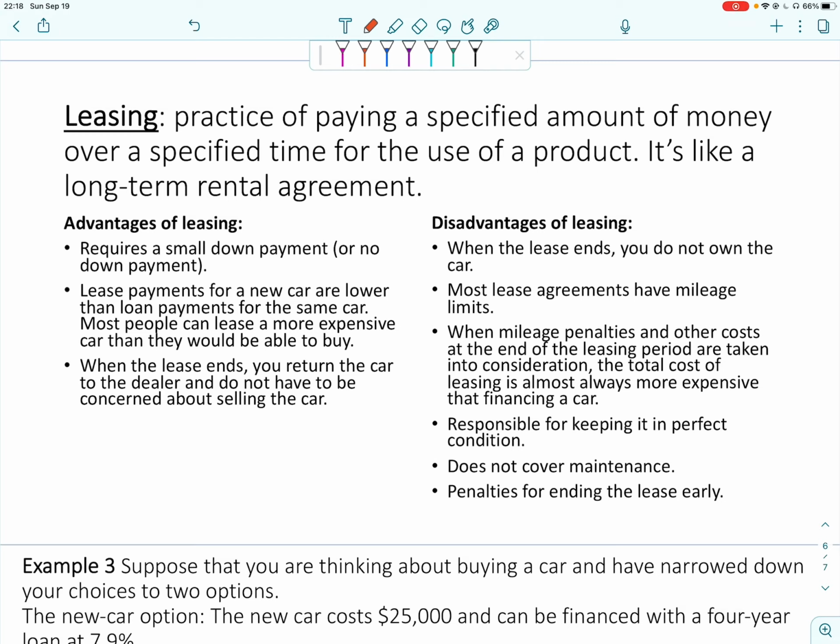When mileage penalties and other costs at the end of the leasing period are taken into consideration, the total cost of leasing is almost always more expensive than financing a car. It's similar with renting versus buying a house. It looks appealing to rent an apartment because you don't have all of these upfront costs, but in the end, you almost always end up paying more when you rent than when you buy. Same thing with leasing.